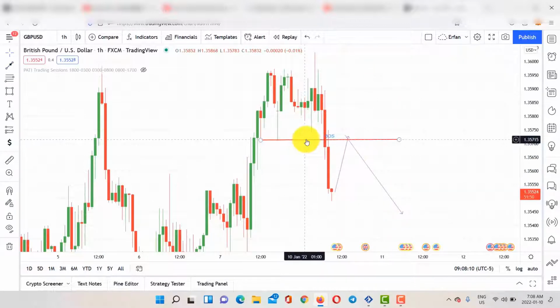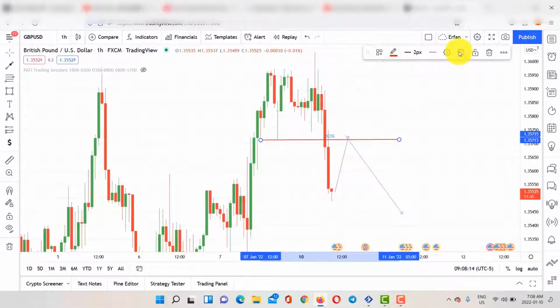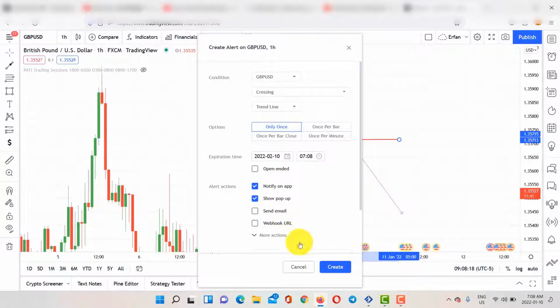So what I'm going to do is that I'm actually going to set an alarm on this line right here, so that if the price gets tapped into, then I get notified.